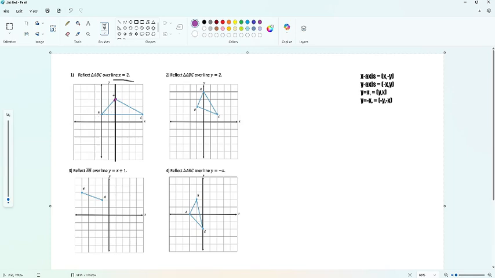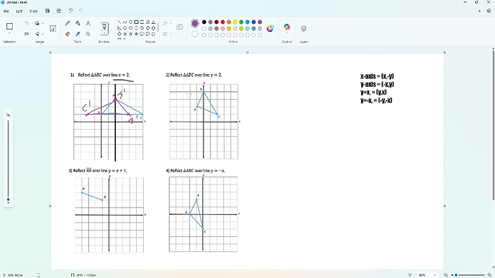Okay, B is 2 units away in a straight horizontal line, which means B would be 2 units away on the other side, right here. So this would be A prime, B prime, and C prime. C is 4 units away, horizontal line, so C would be over here. C prime. Bam, bam, bam.